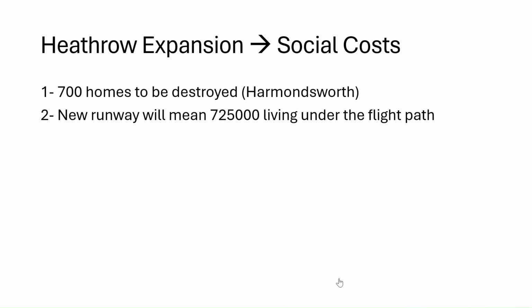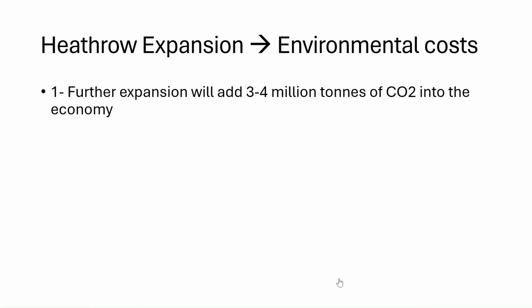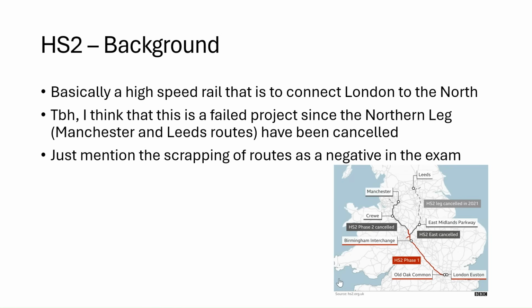And some social costs: 700 homes to be destroyed in Harmondsworth, and the new runway will lead to 725,000 people living under the flight paths. And just another environmental cost, it will add 3 to 4 million tons of CO2 into the economy.